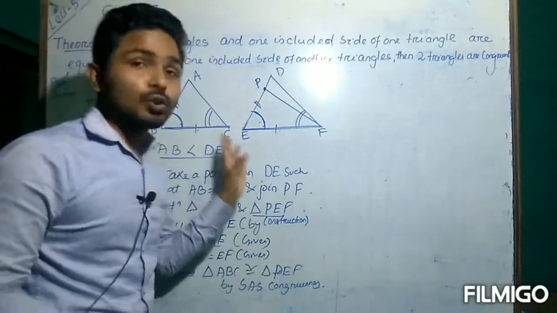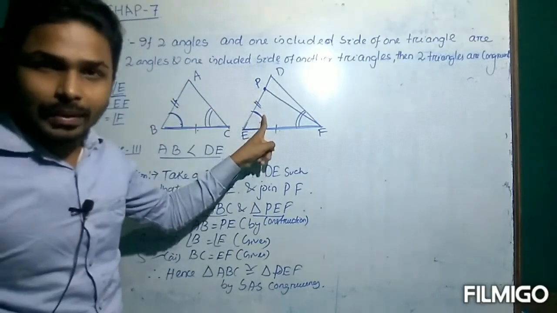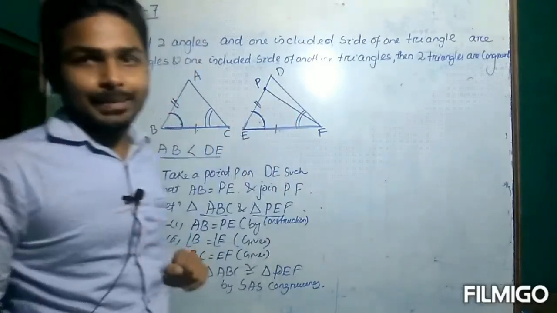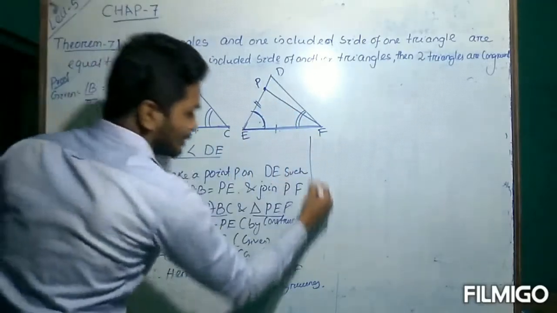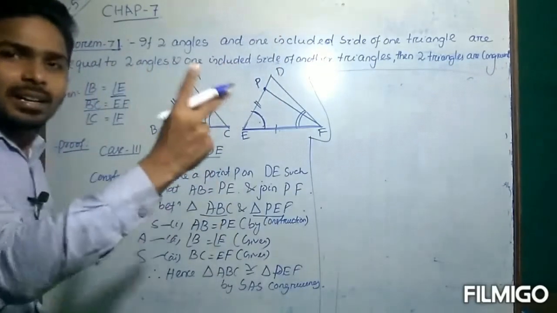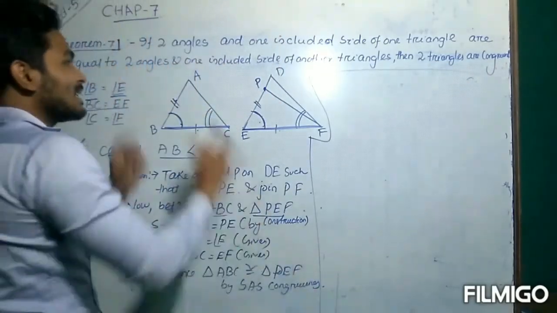But our target is not to prove that this is congruent to this triangle. No, this triangle is congruent to the last triangle. This is our target. Okay, so what will we do next? We will follow the same procedure as we followed in condition 2. What is that?